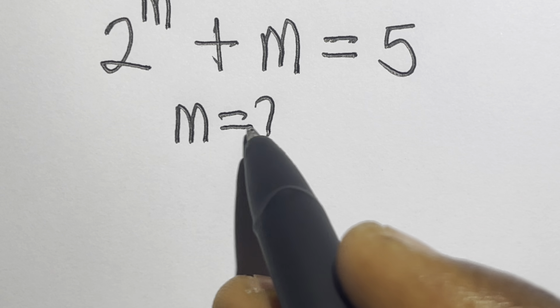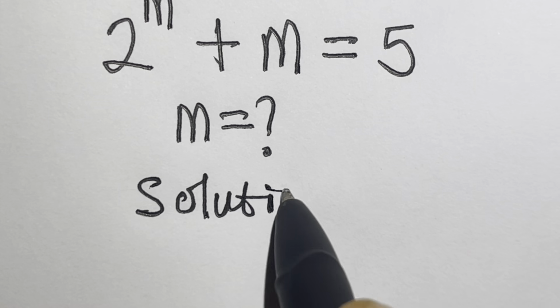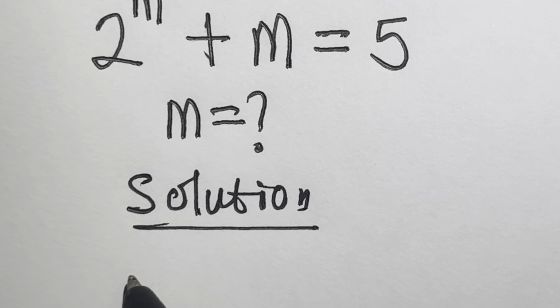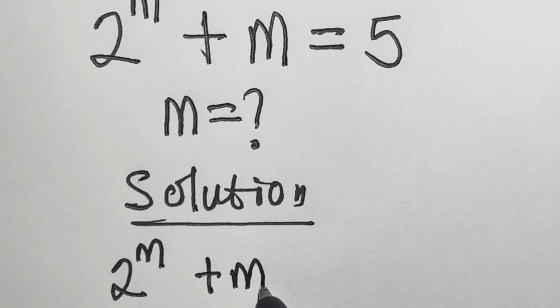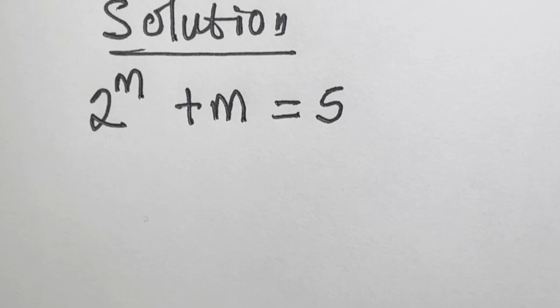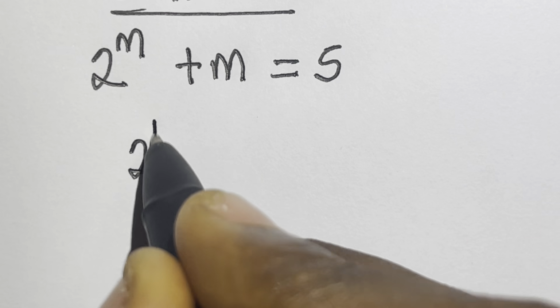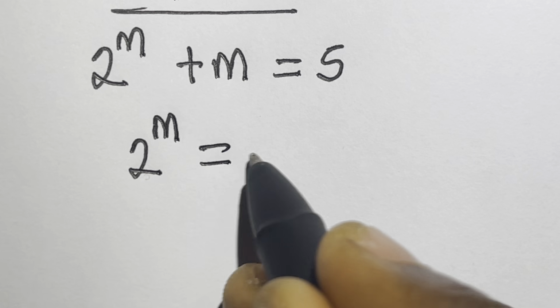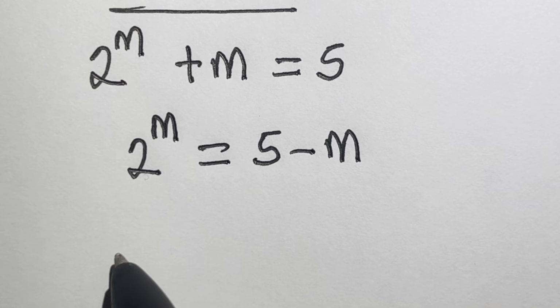We want to solve for m in 2 raised to power m plus m equals 5. Let's see the solution. We have 2 raised to power m plus m equals 5. So from here, this will become 2 raised to power m equals 5 minus m. So we transfer this here.